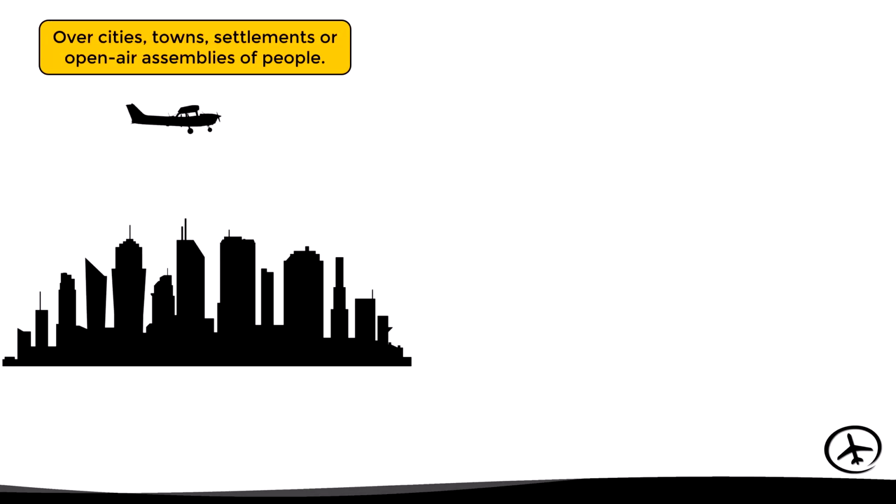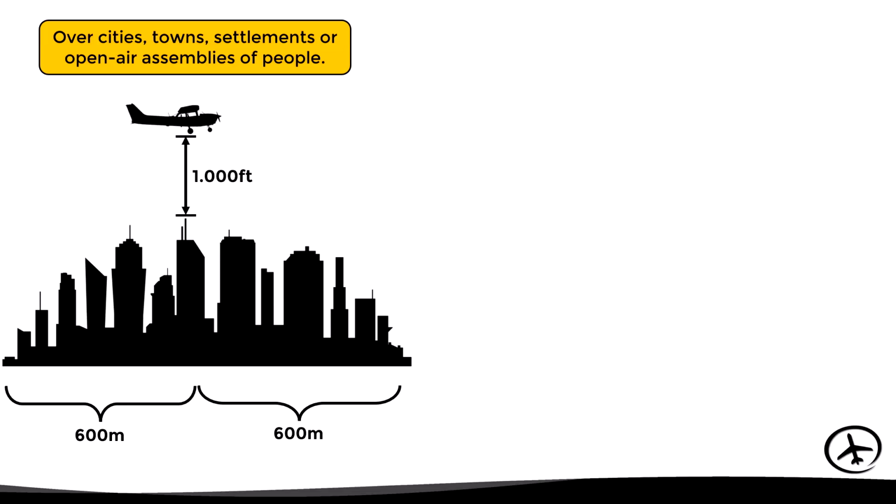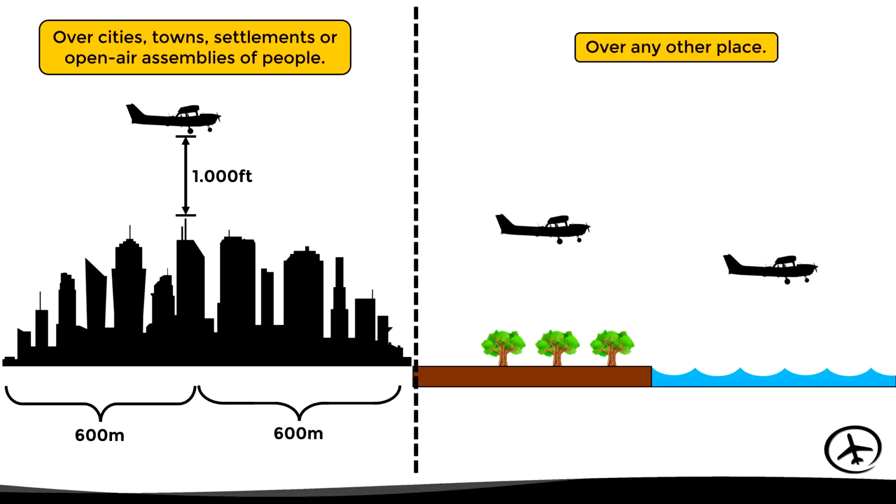Here we can see a graphical summary of these rules. In case of flying over cities or towns, we have to look for the highest obstacle within a radius of 600 meters from the aircraft, and based on that obstacle, fly at a height of 1,000 feet or more in relation to it. Now, in case of flying over any other unpopulated area, we have to fly at a height of 500 feet or more above the ground or water.